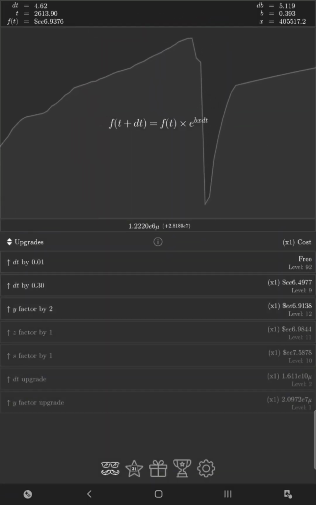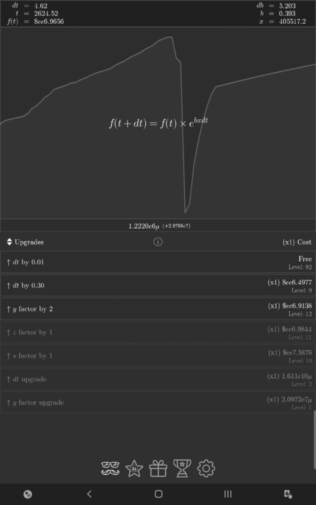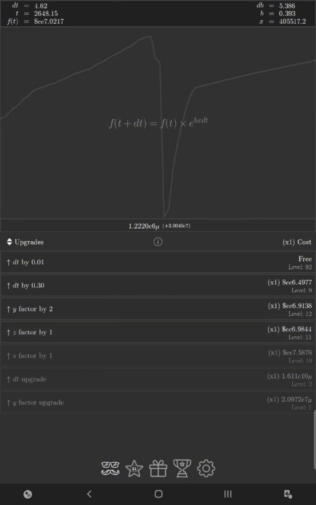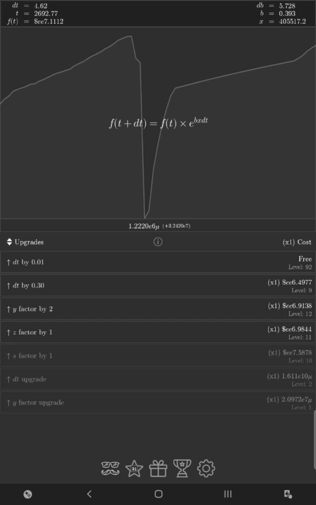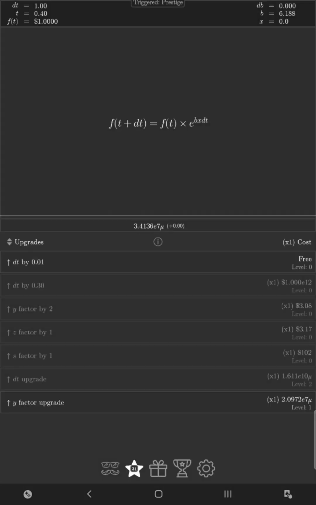After even more grinding, we have finally reached dB is bigger than 1. So we can prestige and we'll get a lot of B. And we'll just do that right now. And we'll get another chapter.